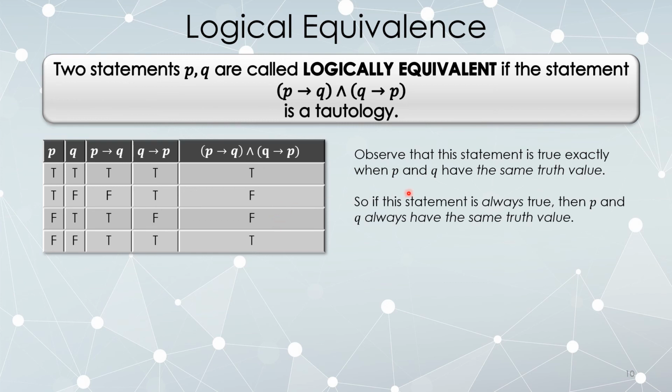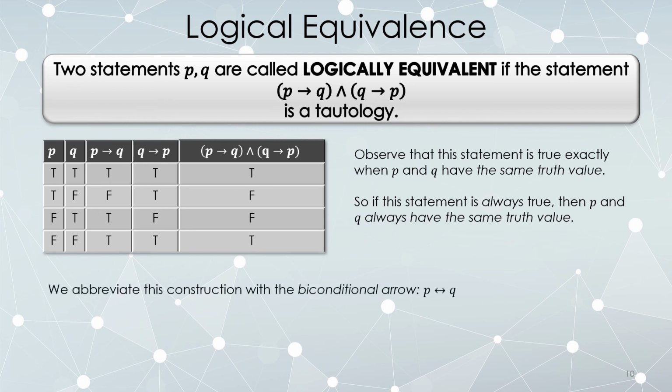So if this statement were always true, then the individual statements P and Q were either always both true or both false at the same time. Either way, they always do the same thing. Two statements are logically equivalent when they are always the same truth value as one another. Not necessarily always true, not necessarily always false, just always the same.